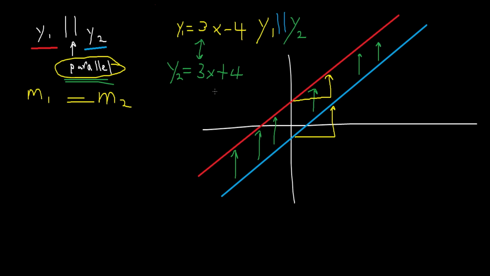And of course, if I wanted to say they ran through a certain point, then I could say y2 equals 3x plus b, and then whatever point it is, plug in x, plug in y, and then I can get my b values. So that's how parallel works. So parallel is pretty straightforward.